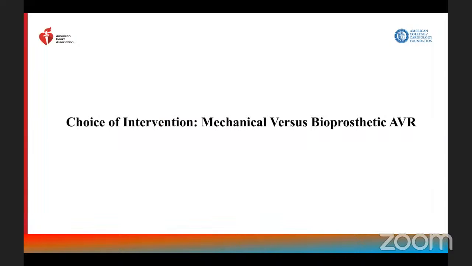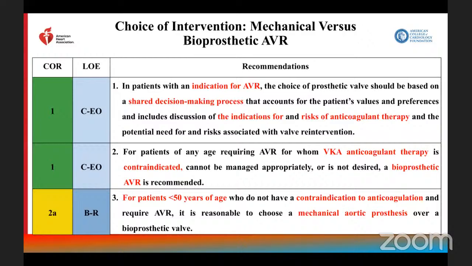Now we'll see the choice of intervention, whether the valve is going to be mechanical versus bioprosthetic. In patients with an indication for aortic valve replacement, the choice of prosthetic valve should be based on a shared decision-making process that accounts for the patient's values and preferences and includes discussion of the indication for and risk of anticoagulation therapy and the potential need for and risk associated with valve re-intervention. This is a class 1C.